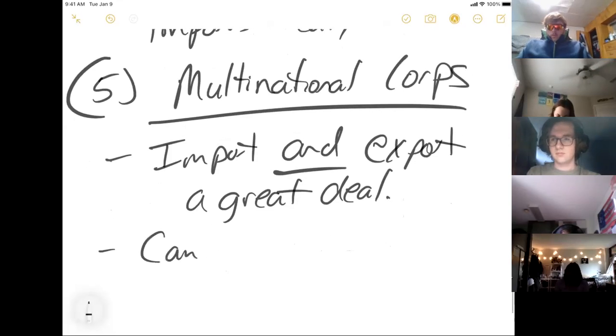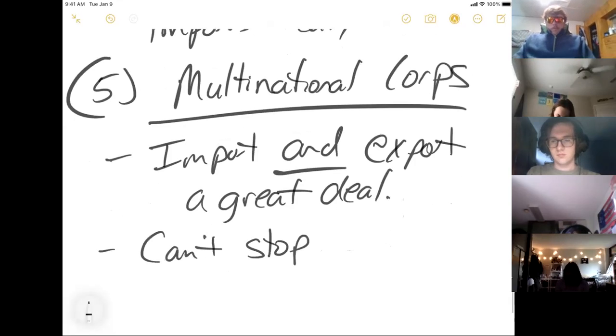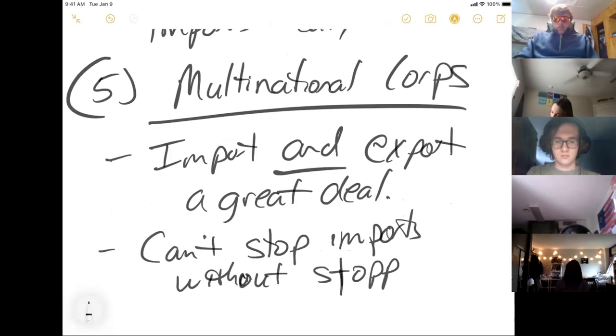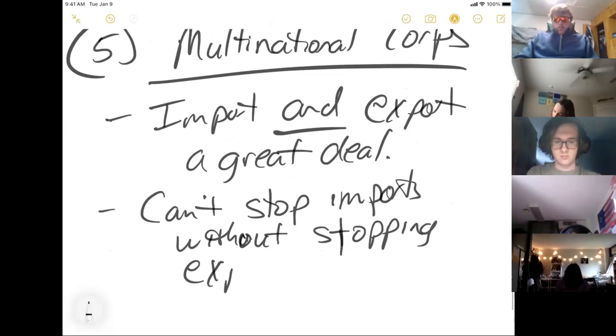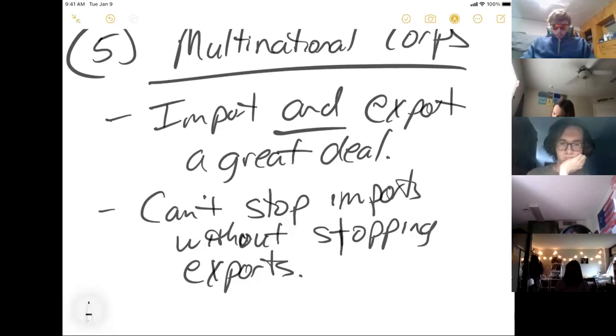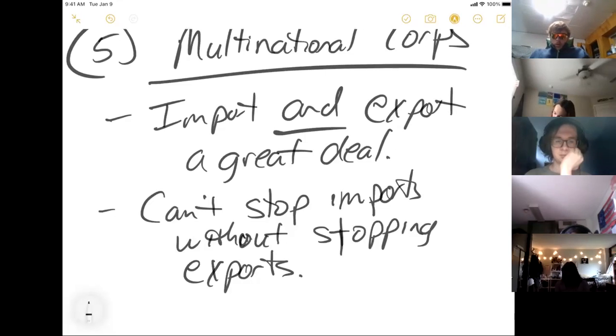And as a result, this idea that somehow you can stop imports without stopping exports is stupidity. This idea that somehow the US can import less, but keep on exporting the same amount that we're doing, is just stupidity, because that's not the way that the world works. Who's doing the importing? The same companies that are also doing the exporting. And you can't stop one without doing the other.